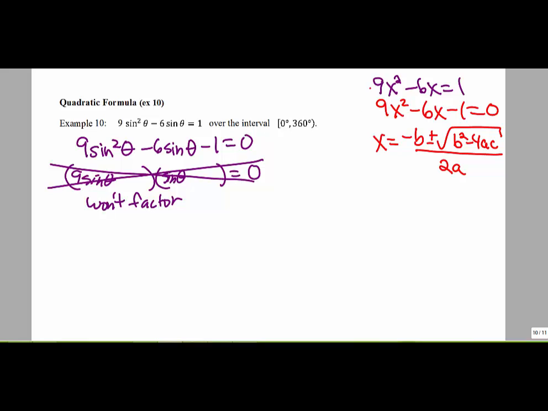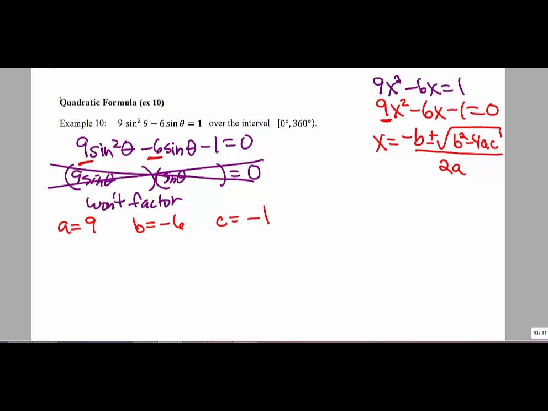Now in this analogy, x represents sine theta. So if we were to actually use the quadratic formula here, the a is whatever's in front of x squared, or in front of sine squared, that would be 9. The b would be whatever's in front of the linear term, which would be minus 6, and the c always represents the constant, which would be minus 1.